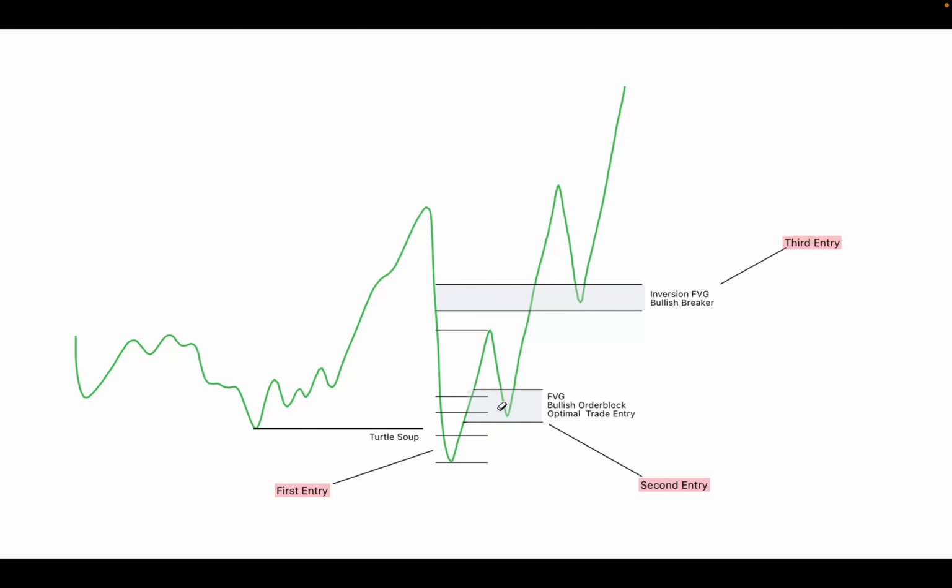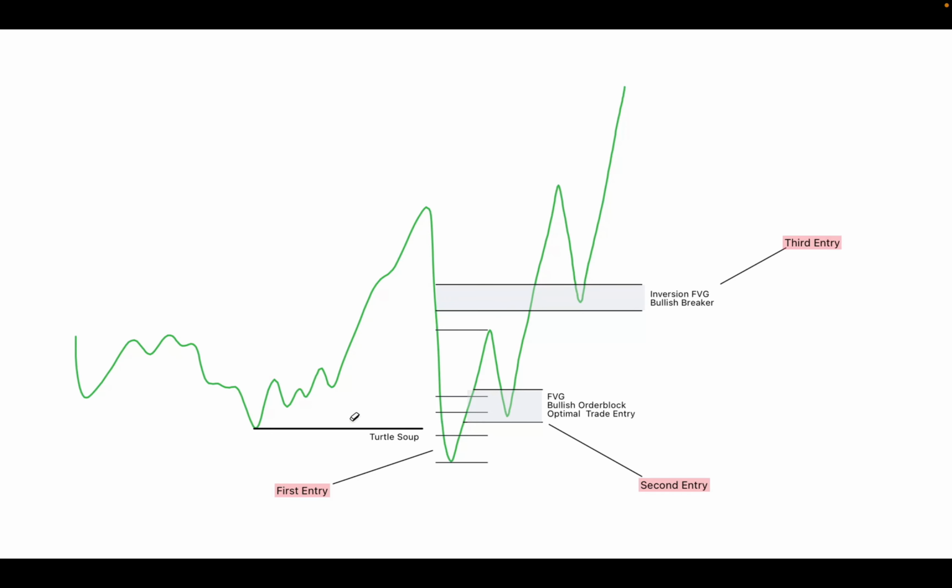And if you do miss it, you are not watching the chart, or you were busy, or you thought it would not happen that fast, you can always enter with the inversion fair value gap or the bullish breaker. And if you miss that too, then you just accept you have missed the trade. And it really is rare for you to miss this kind of setup.